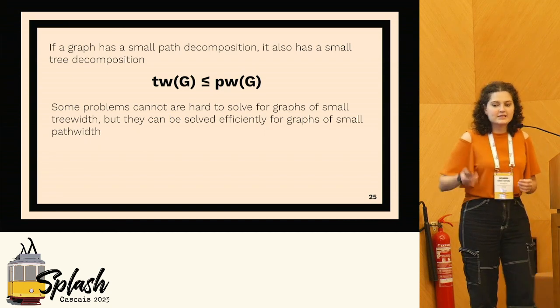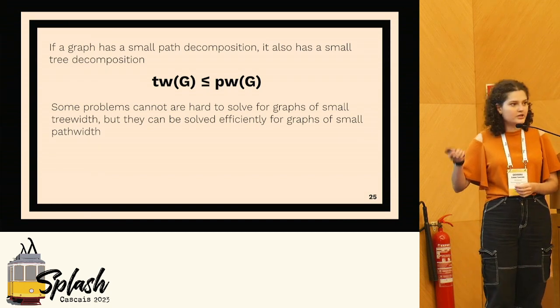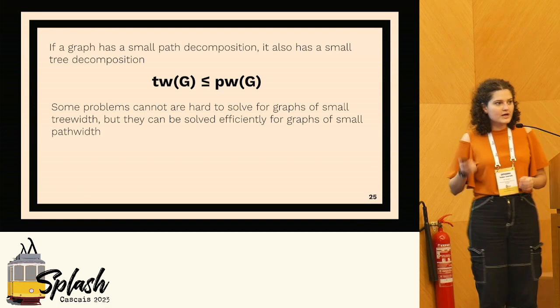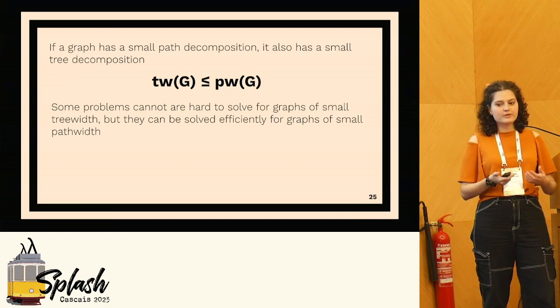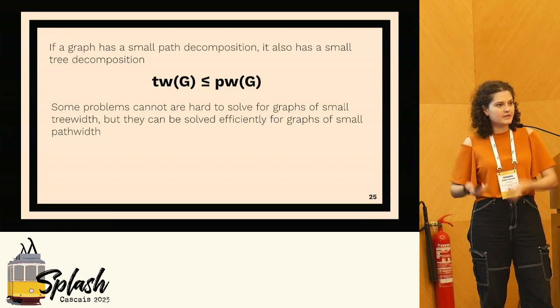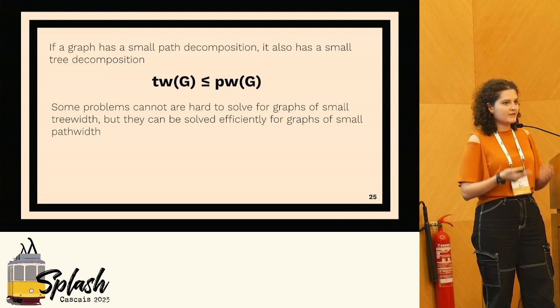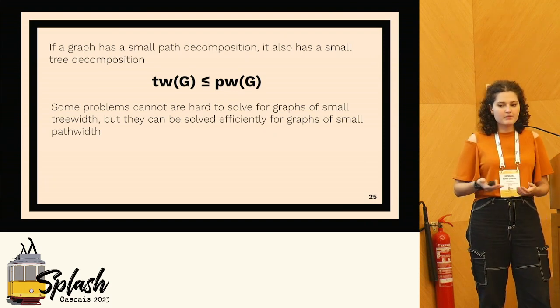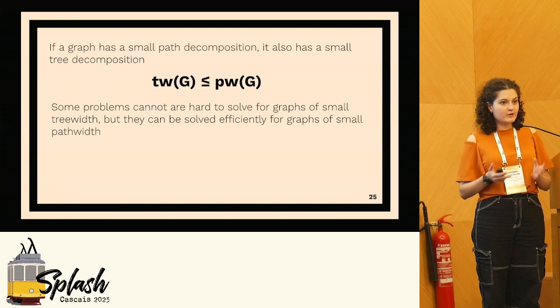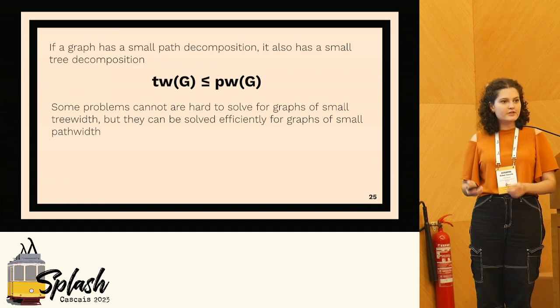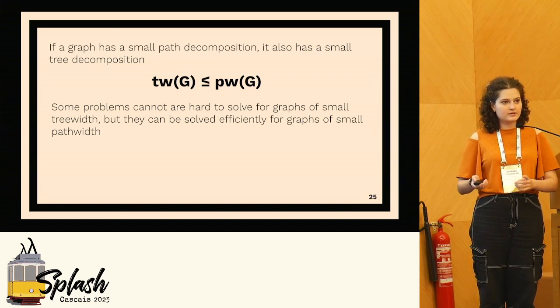This means that the treewidth of a graph is always smaller or equal to the pathwidth of the graph. A graph having constant treewidth doesn't mean that it has constant pathwidth, but a graph having constant pathwidth means that it has constant treewidth. And in fact, there are problems that we cannot solve efficiently if a graph has small treewidth, but we can solve efficiently if we prove that the graph has small pathwidth.